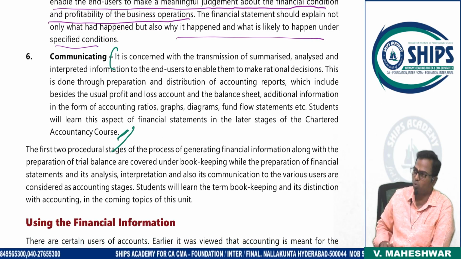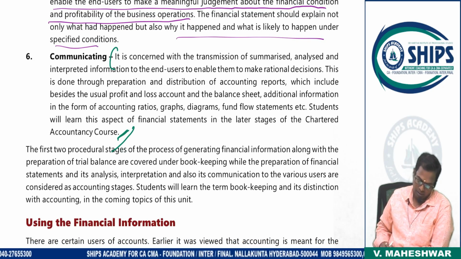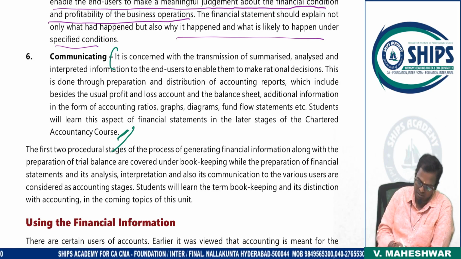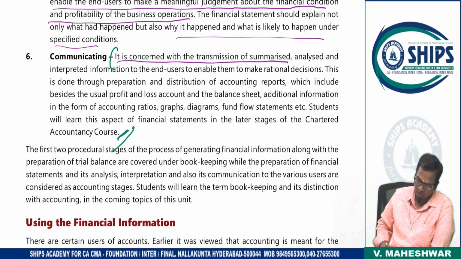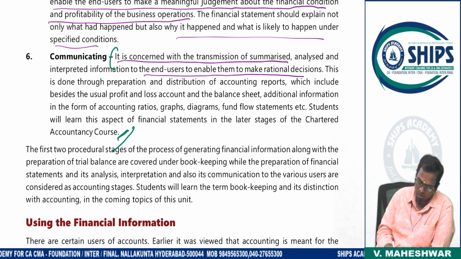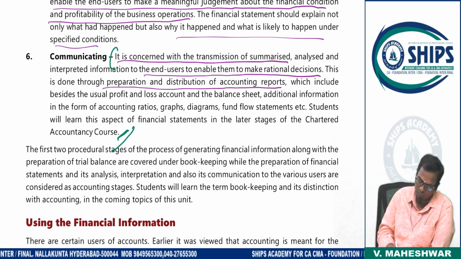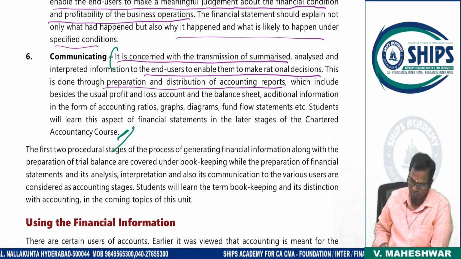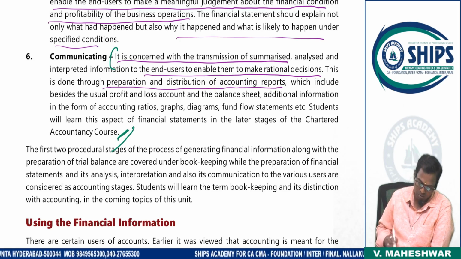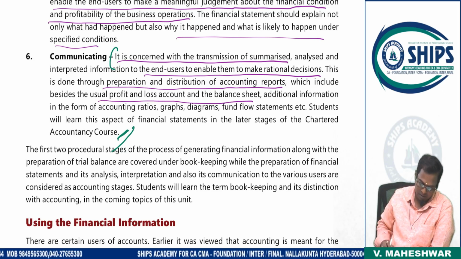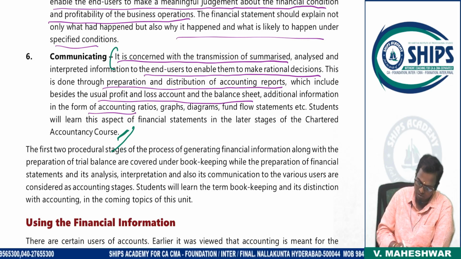Then finally, to whom to communicate? It is concerned with the transmission of summarized, analyzed and interpreted information to the end user, to enable them to make a rational decision. This is done through the preparation and distribution of accounting reports, which include, beside the usual profit and loss account and a balance sheet, additional information in the form of accounting ratios, graphs, diagrams, fund flow statements.